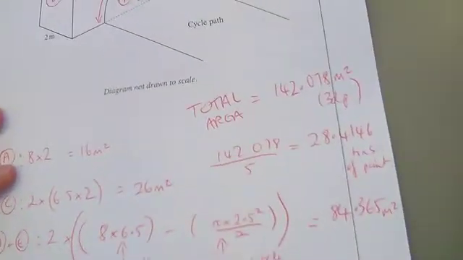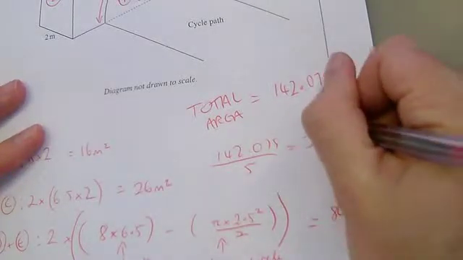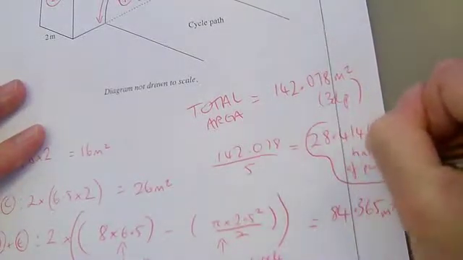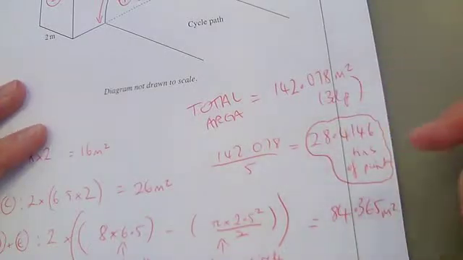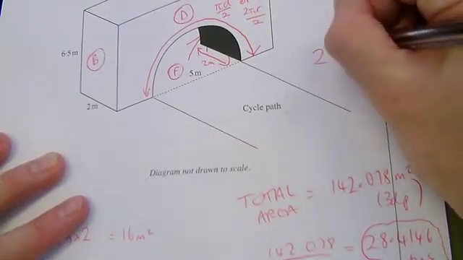So can I go into a shop and ask for 28.4146 tins of paint? No. And if I need 28 and a bit tins of paint, I need 29 tins altogether.